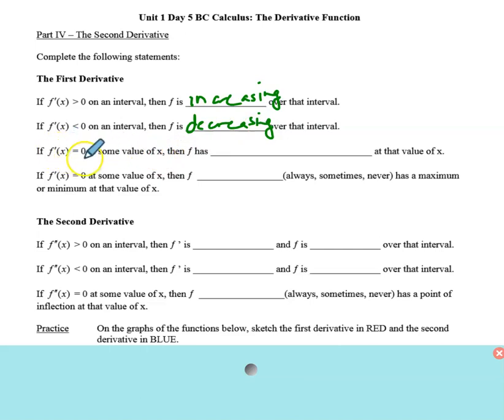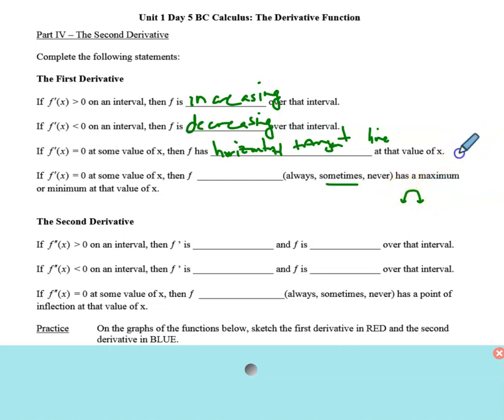If the derivative is zero at some value of x, then f has a horizontal tangent line at that value of x. If f prime equals zero at some value of x, then that means that f always, sometimes, or never has a maximum or minimum. And the answer is going to be sometimes, because think about a parabola. There's definitely a turning point at the horizontal tangent line.